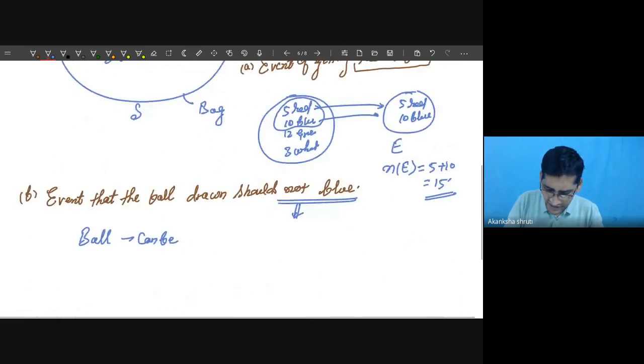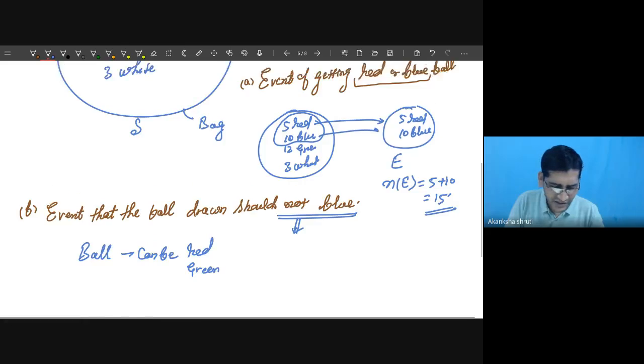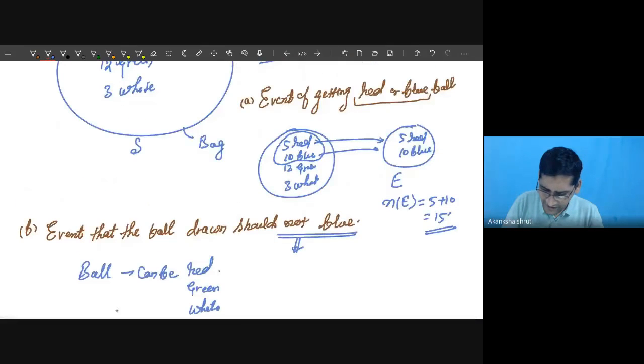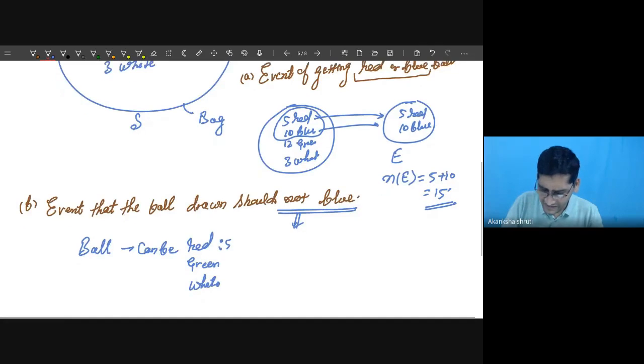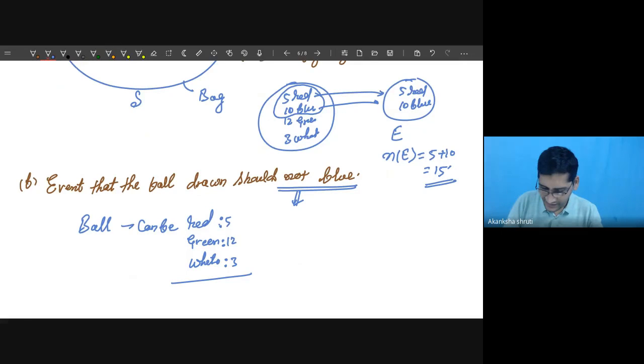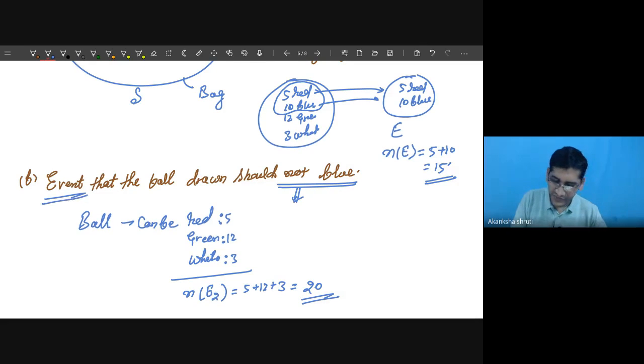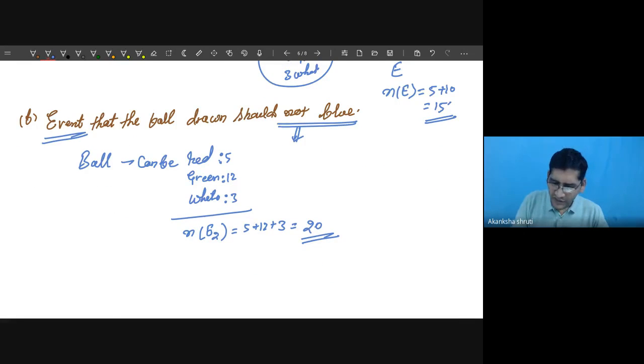It can be red or it can be green or it can be white. Red is here 5 in number, green is 12 in number, and white is 3 in number. If this is the condition, the number of elements in this event, E2 I am denoting, just add it: 5 plus 12 plus 3. How much is this? So 20. Okay, so this is the event, but there is another way of doing this. Not blue, this is method 1 where we can count directly.